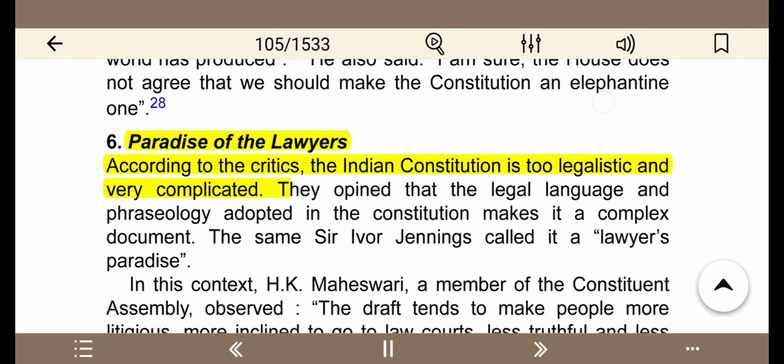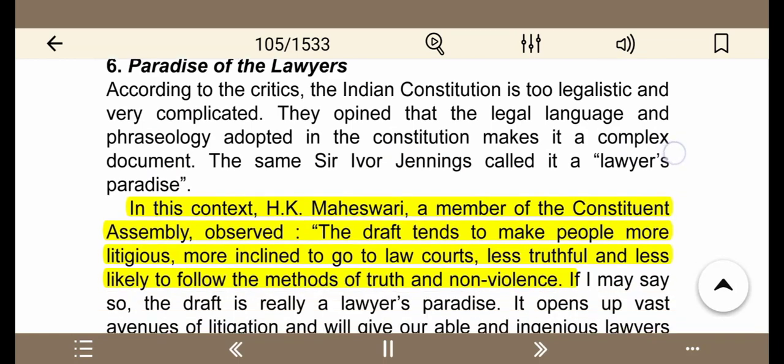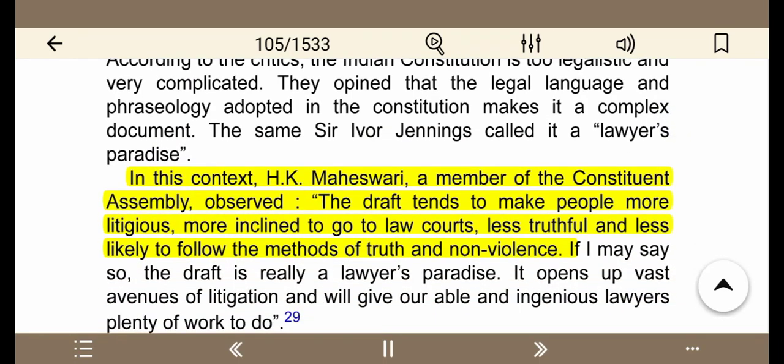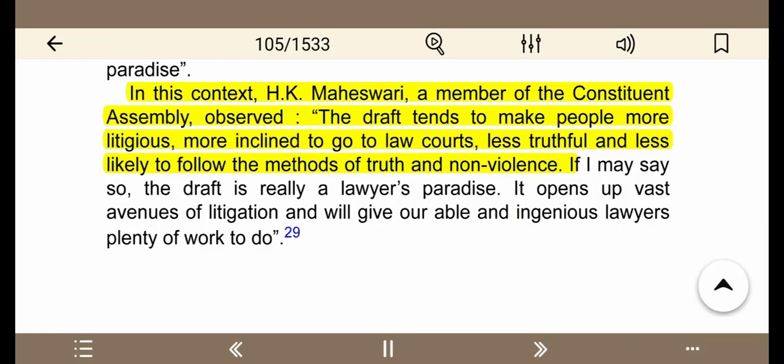According to the critics, the Indian constitution is too legalistic and very complicated. They opined that the legal language and phraseology adopted in the constitution makes it a complex document. The same Sir Ivor Jennings called it a lawyer's paradise. In this context, H.K. Maheswari, a member of the Constituent Assembly, observed, "The draft tends to make people more litigious, more inclined to go to law courts, less truthful and less likely to follow the methods of truth and non-violence. If I may say so, the draft is really a lawyer's paradise. It opens up vast avenues of litigation and will give our able and ingenious lawyers plenty of work to do."